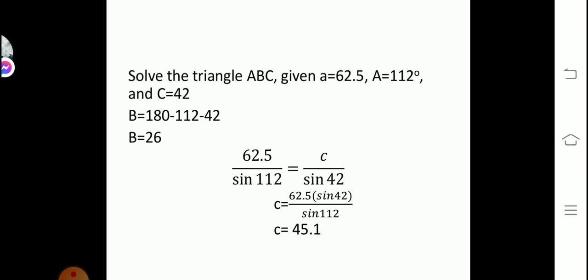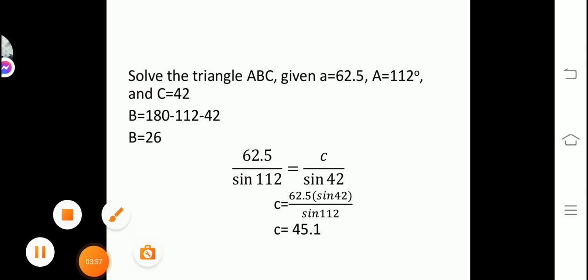Solve the triangle ABC given A equals 62.5, A equals 112 degrees and C equals 42. So B equals 180 minus 112 minus 42. The answer is B is 26. Then 62.5 over sin 112 equals c over sin 42. So c equals 62.5 times sin 42 over sin 112.